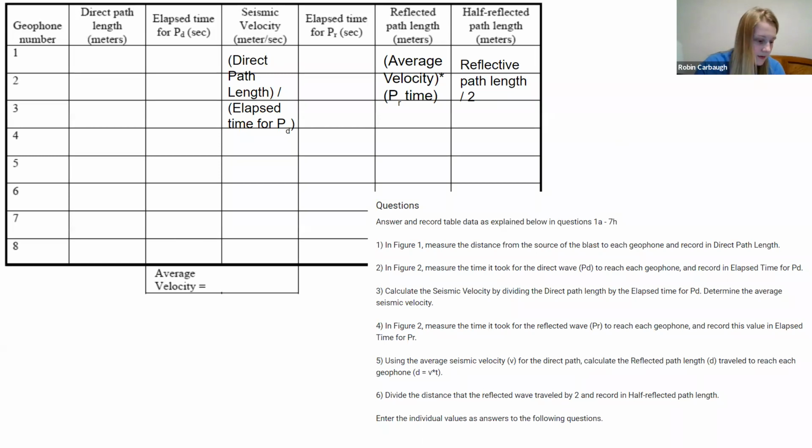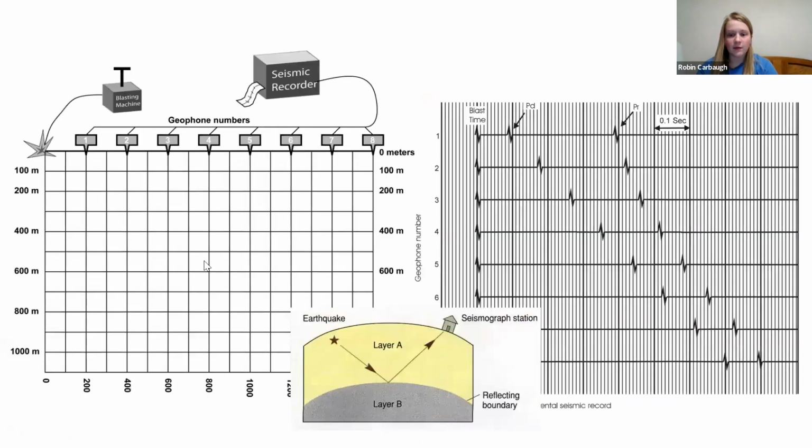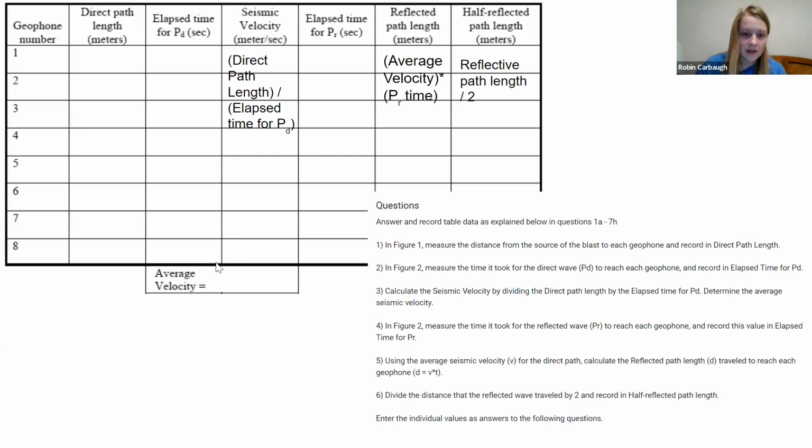And then we can find the reflected path length. So that was just the time. If we want to figure out at what depth that reflective boundary is, we need to get a length from it. And we get that length by multiplying that average velocity by that PR time. So units would cancel and would just leave us with meters. That's what that's doing. And then we're going to also want the half reflected path length, which you can just get by dividing that path length by 2.